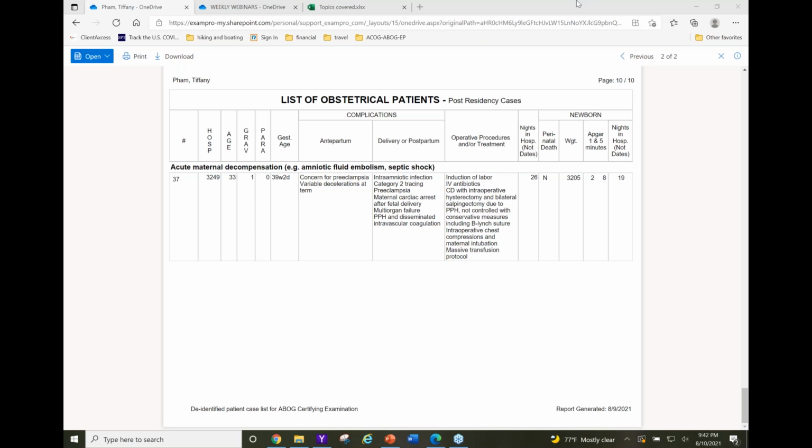Okay. Now what you've done, when you read down that treatment column, you can kind of see the whole case developing. Does that make sense? Yeah. And if they're looking for why did you do something in the treatment column, they look to the delivery complications column. Oh, category 2 tracing. That's why the intrauterine resuscitation. That's why the cesarean delivery. And the maternal cardiac arrest.